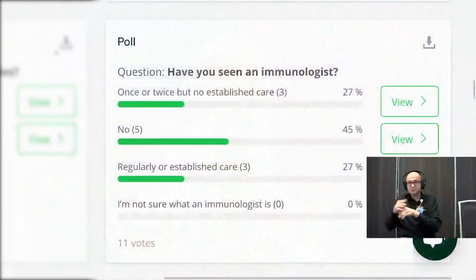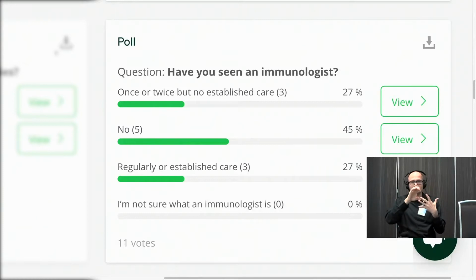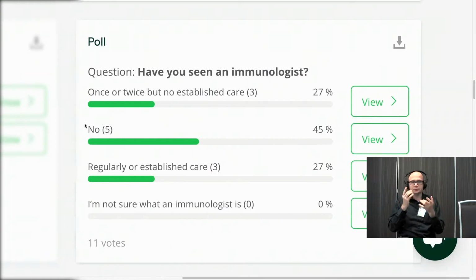So the first question that I imagine you might have for me is, does my child need an immunologist or an allergist? I put up here an acronym for CHARGE, and you can see that there's nothing on there that suggests that you would need an allergist or an immunologist. So why am I here?